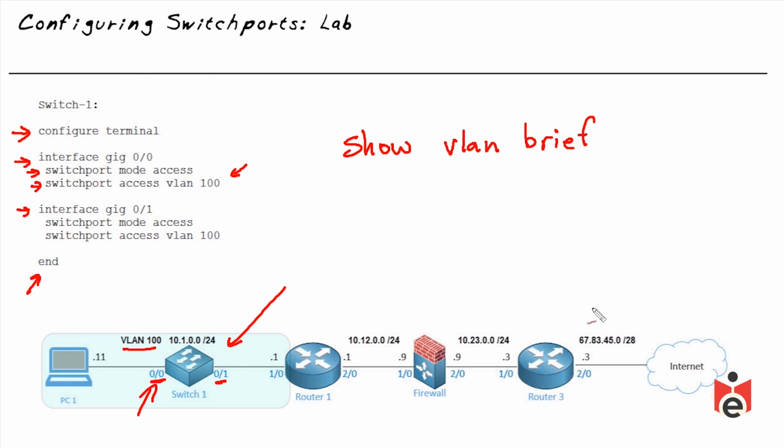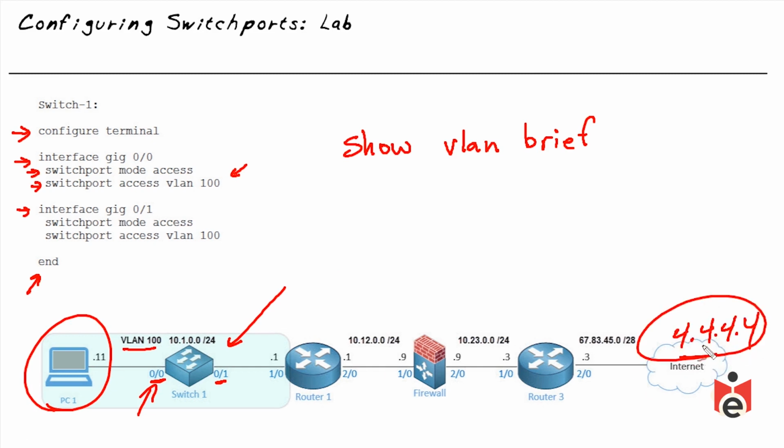And for this lab, everything else is already configured. So once we have these two ports in the correct VLAN, we should be able to ping from PC1 out to a resource out here. So in this lab environment, I've got a resource at this IP address. Makes it real easy, 4.4.4.4. So PC1 should be able to ping that IP address, and it should go all the way through the network.